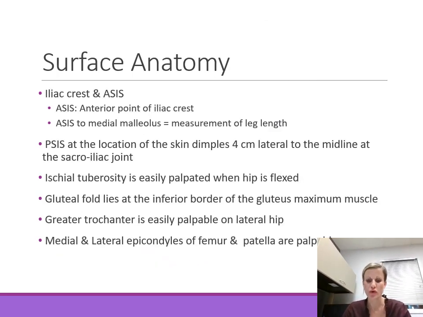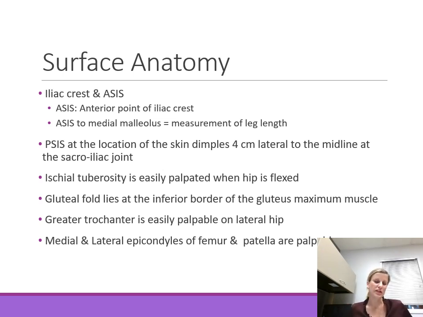There are quite a few points on the lower limbs that are either easy to visualize or easy to palpate, or both. The iliac crest and anterior superior iliac spine are easy to palpate. The iliac crest is the highest point on the lateral sides of the pelvis. If you follow the iliac crest around anteriorly, the most anterior point of the iliac crest is the anterior superior iliac spine.